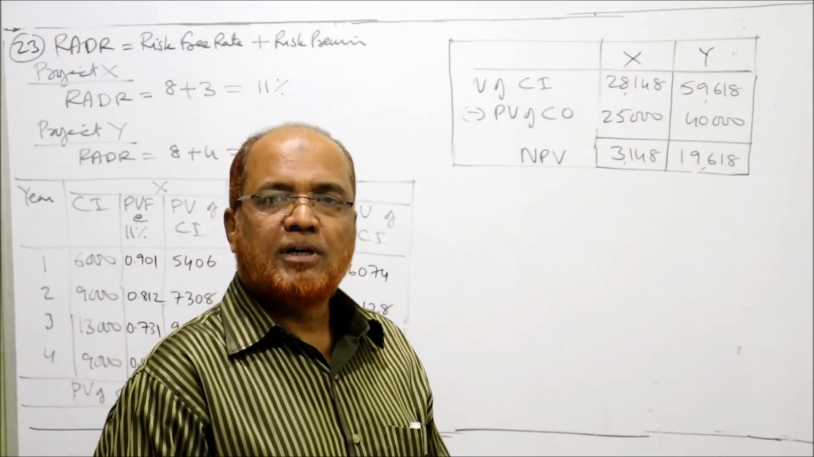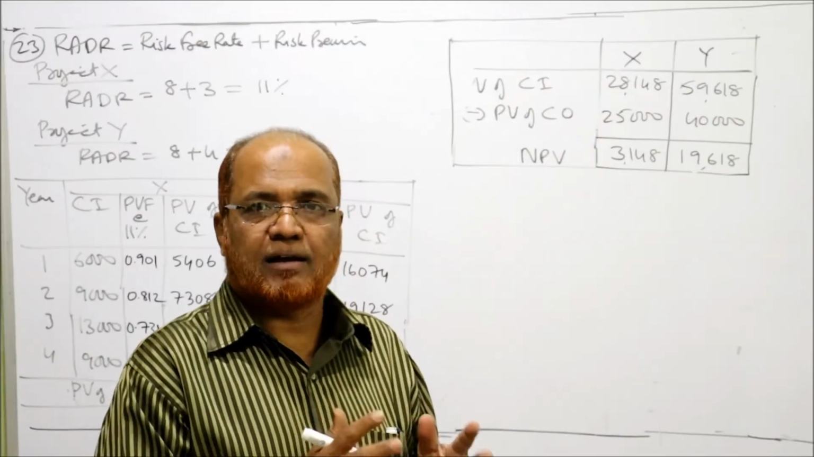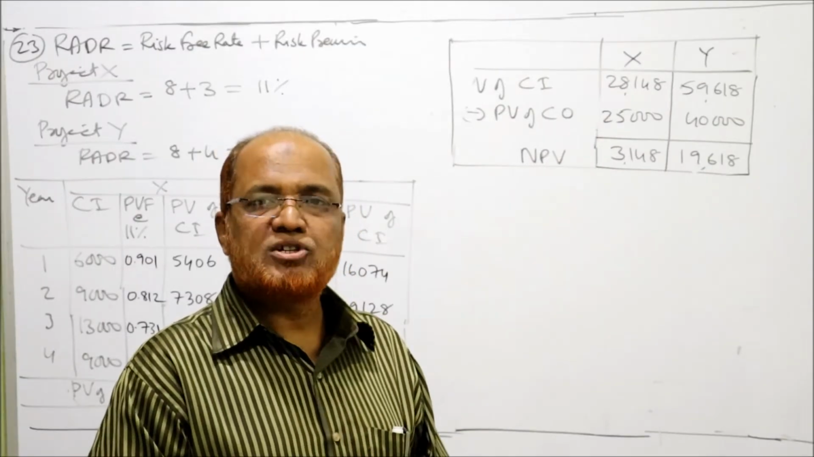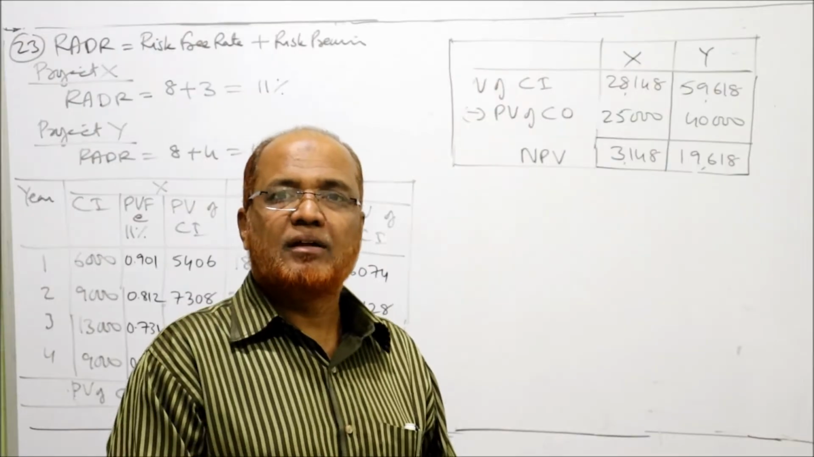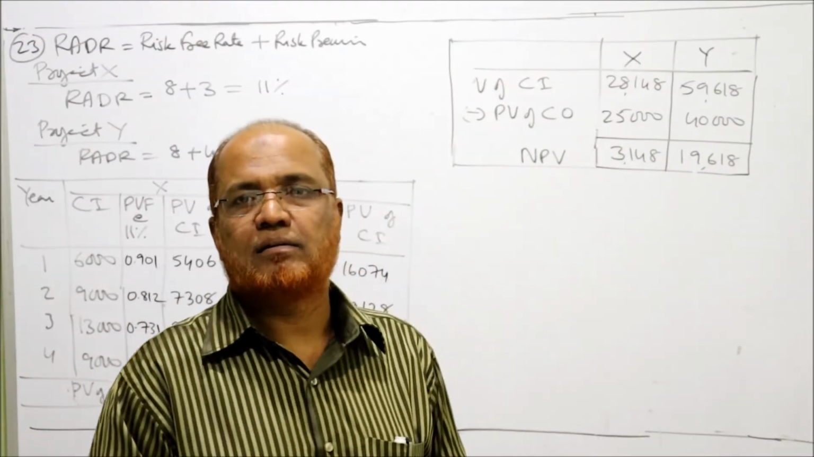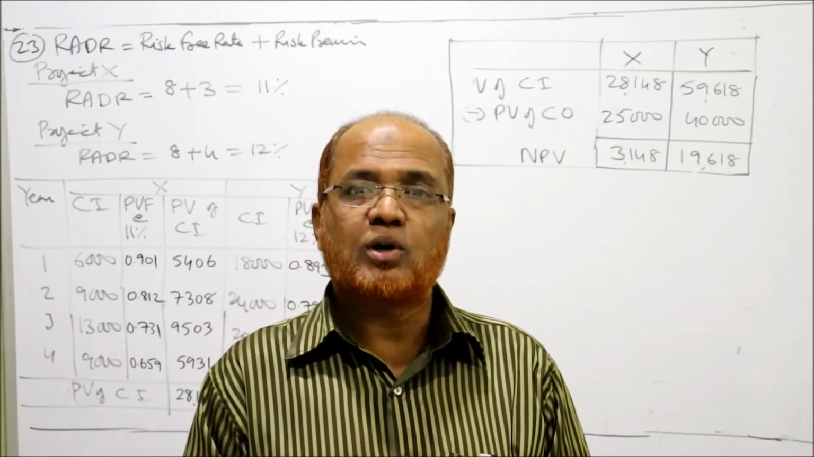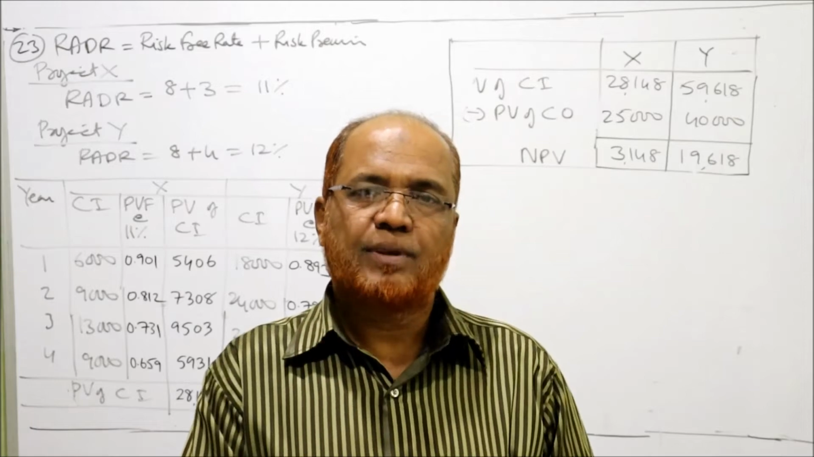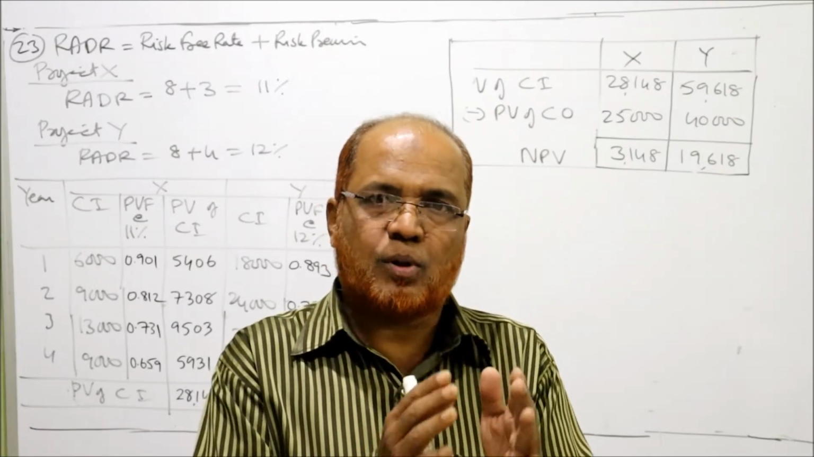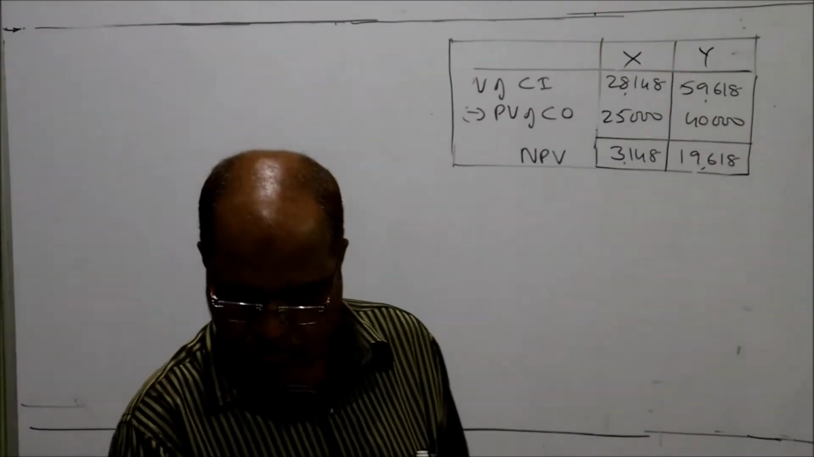Conclusion. ये पूरा कैलकुलेशन करने के बाद कंक्लूजन देना पड़ेगा कौन सा प्रोजेक्ट बेटर है, एक्सेप्टेबल है. Whichever project has a higher NPV, that project is acceptable. 19,618. The higher the NPV, better it is. So project Y is suggested. It is suggested to accept project Y since its NPV is more.